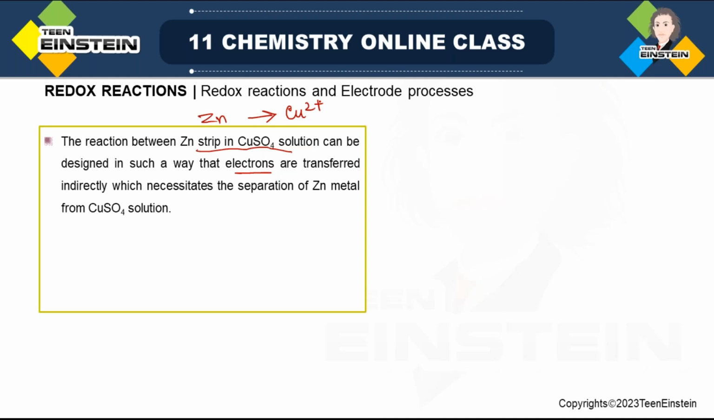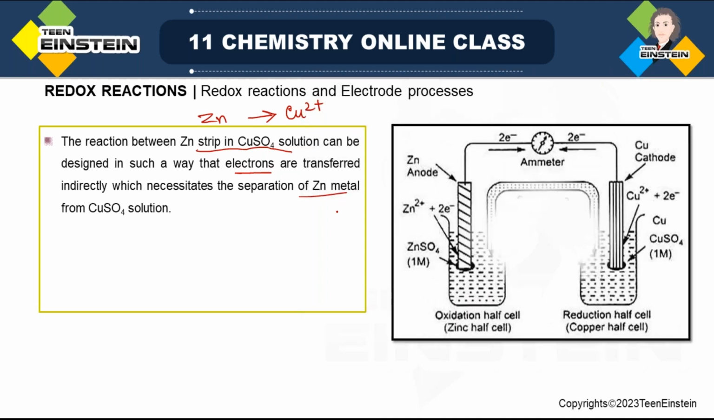So how will the electrons transfer? Electrons will be transferred indirectly, and as there is no direct contact, it is necessary to separate the zinc metal and the copper sulfate solution. They must be separate. See, it is possible. This is how the cell looks. Here we have taken this zinc strip, which is dipped not in CuSO4, but in ZnSO4.